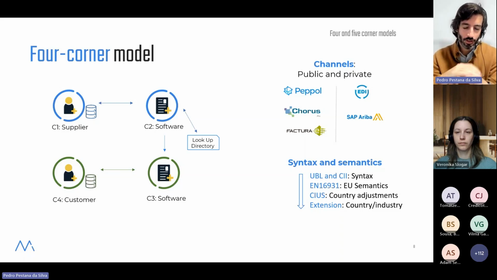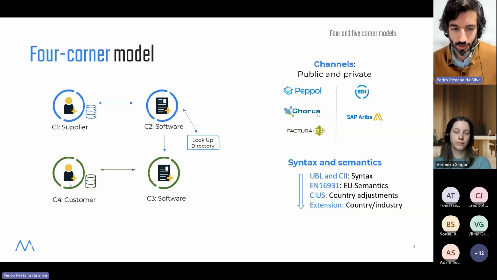The four-corner model is something you will hear about more often if you haven't yet when it comes to e-invoicing. It's simple. For every transaction, like today, we have a supplier and we have a customer. Those are corner one and corner four. The supplier will buy a license or will develop a software that will be its corner two. It's a billing software. And the customer will also buy a license or develop a software that will act as corner three. So corner one supplier, corner two software of the supplier, corner three customer software, and corner four the customer itself.